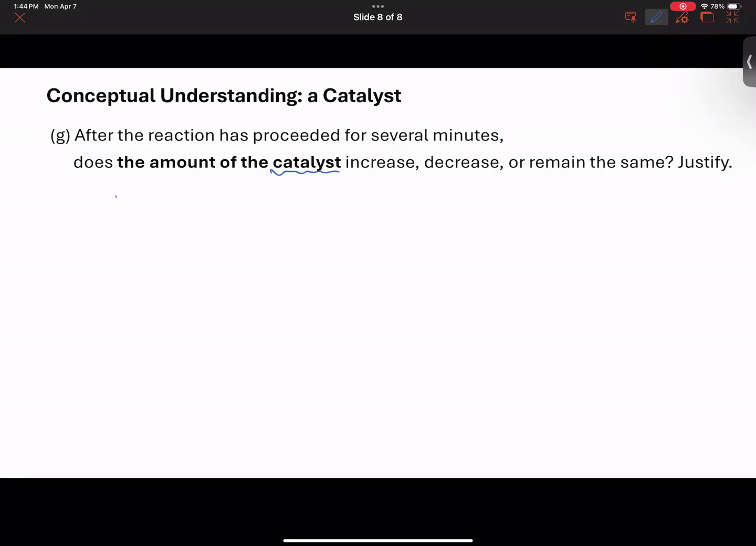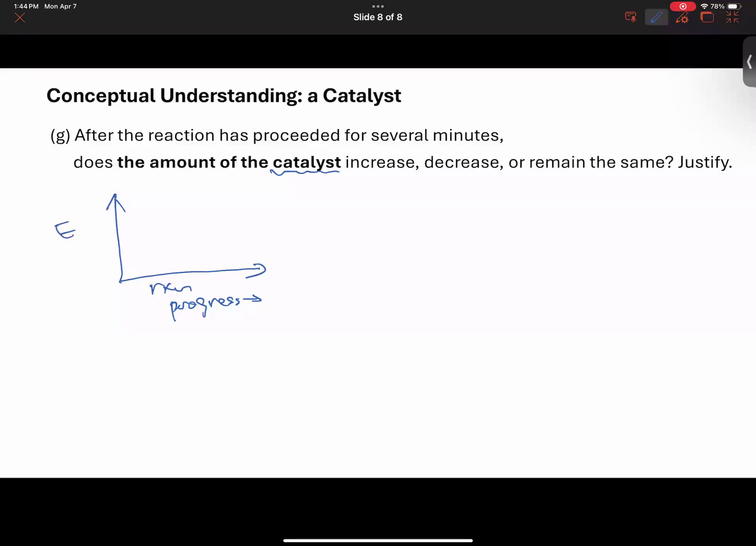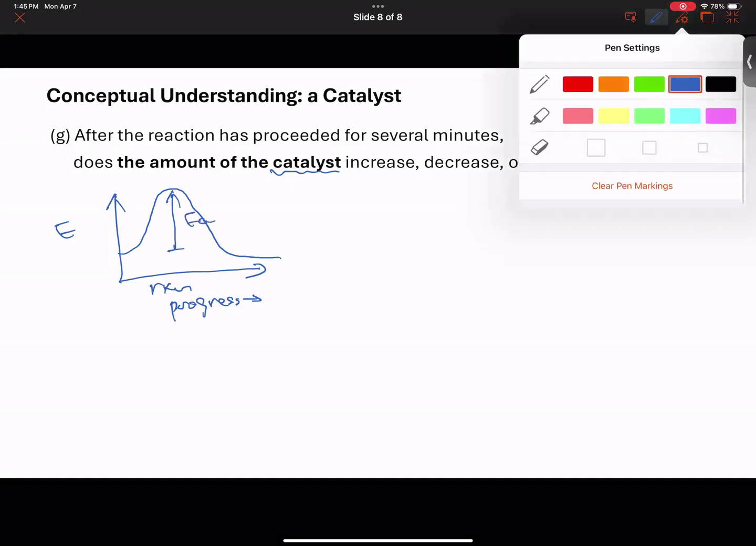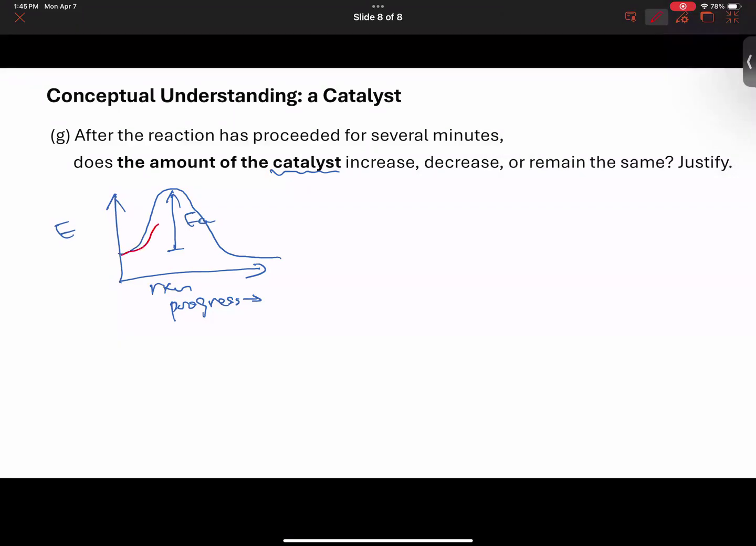Let me draw a concept here. We have the x-axis as reaction progress and the y-axis as potential energy. Without a catalyst, the reaction has a high activation energy, right there. Now, when you have a catalyst, it will go through another reaction route, and the activation energy becomes much smaller right there. So this is the activation energy. It provides another reaction route with smaller activation energy, so the reaction goes faster.